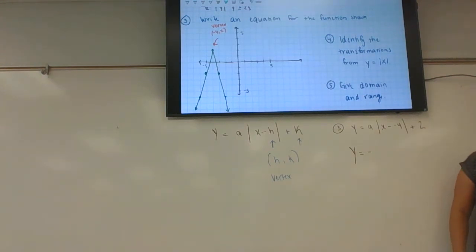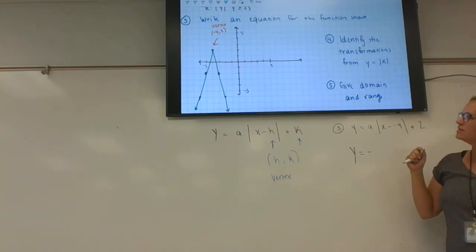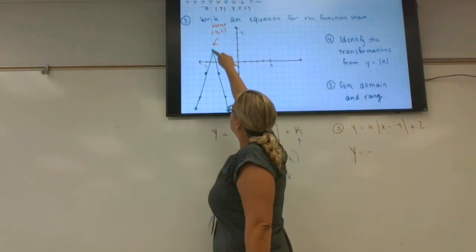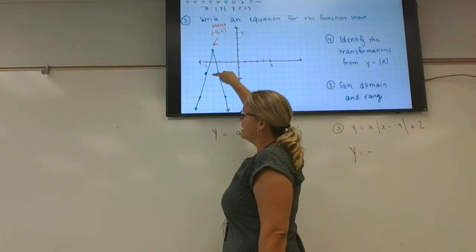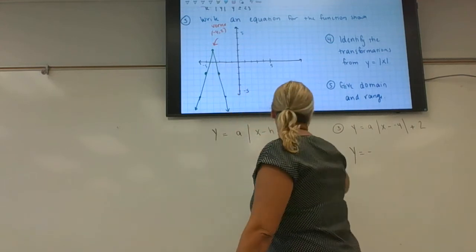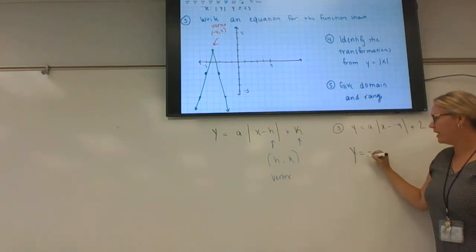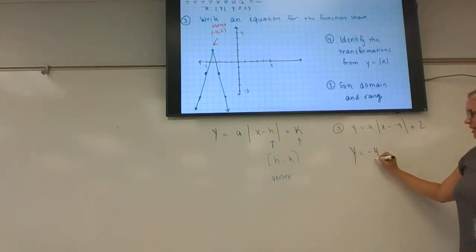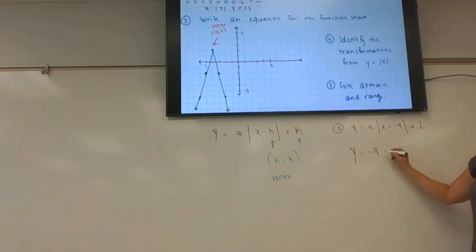Can anybody tell the slope? Savannah? Yeah, -4 over 1. So we're going to have y equals -4. We don't need to put over 1. All things are over 1. Absolute value. This is going to become plus 2.